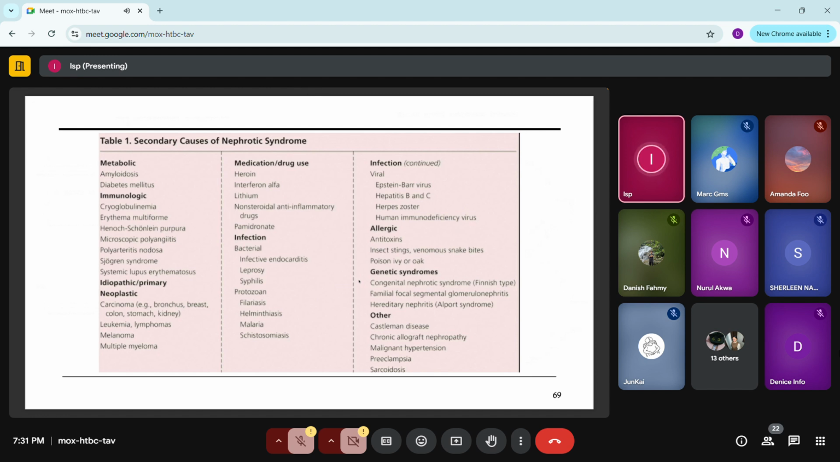Okay. These are the secondary causes of nephrotic syndrome. Can be due to metabolic causes, like mentioned just now. Most important, you need to know diabetes. And then other causes will be immunogenic, autoimmune causes like SLE. Just remember one from each category. Diabetes, SLE, cancer related problem will be multiple myeloma, medications, and infections as well.